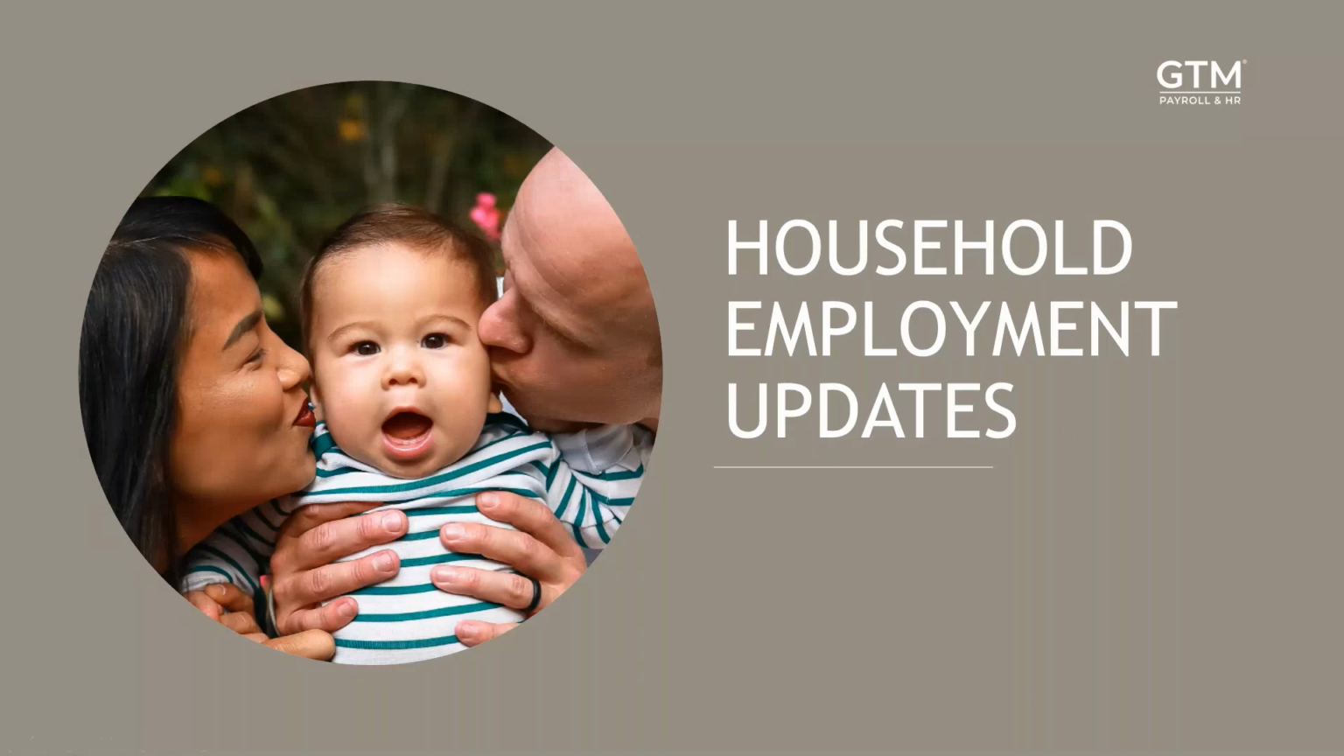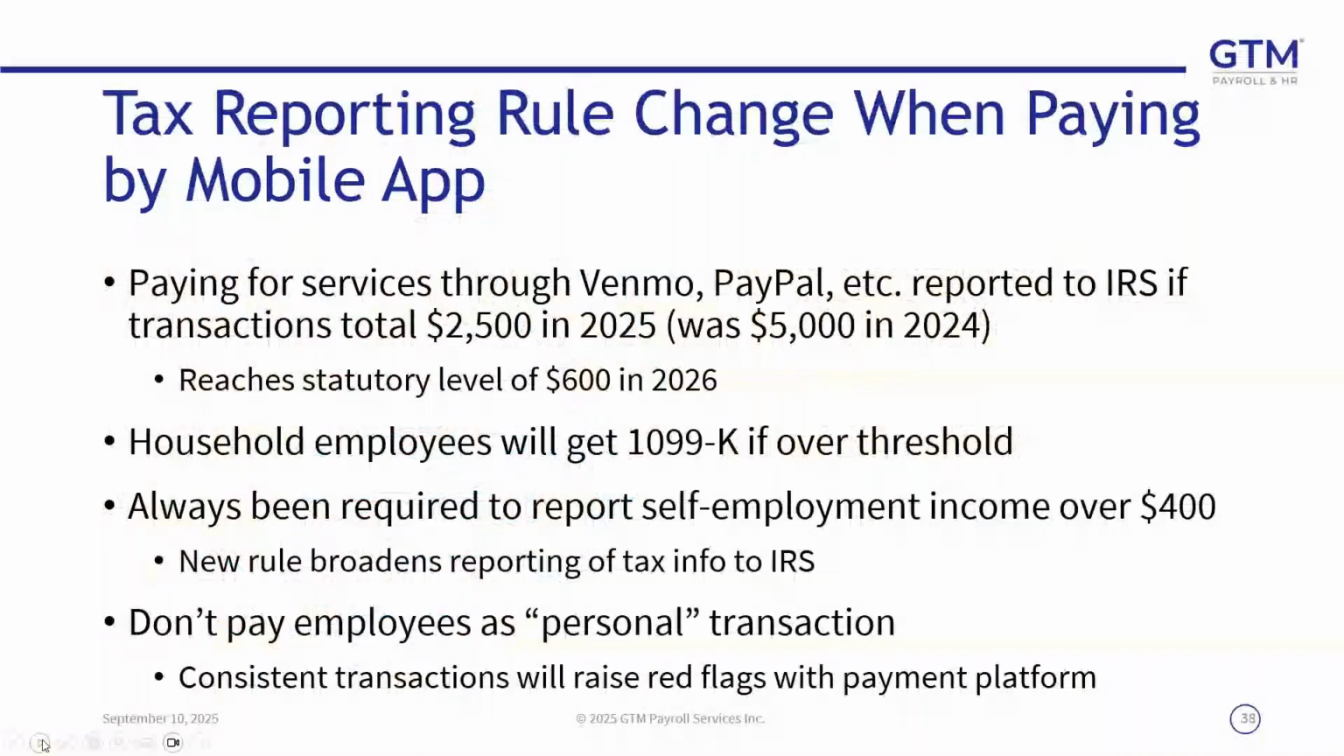Thank you, Trevor. Okay, so now let's look at some updates in the household employment industry. The tax reporting rule for mobile payments is now being phased in. Employees would have received 1099-K forms this past tax season if last year's reporting criteria of $5,000 in transactions was met. The threshold will be lowered to $2,500 this year before reaching the statutory level in 2026.